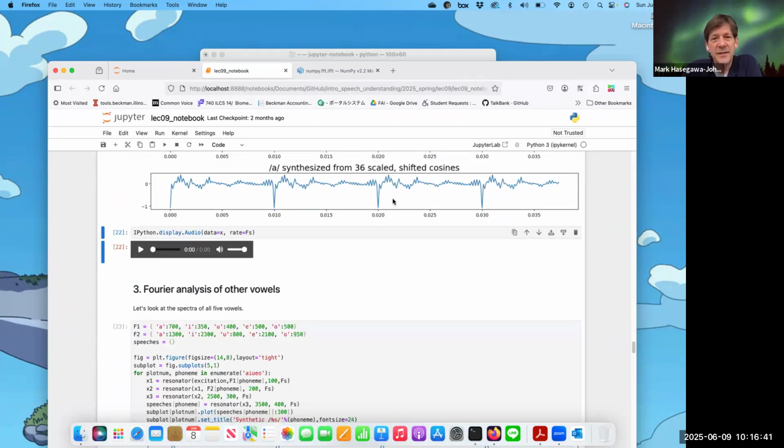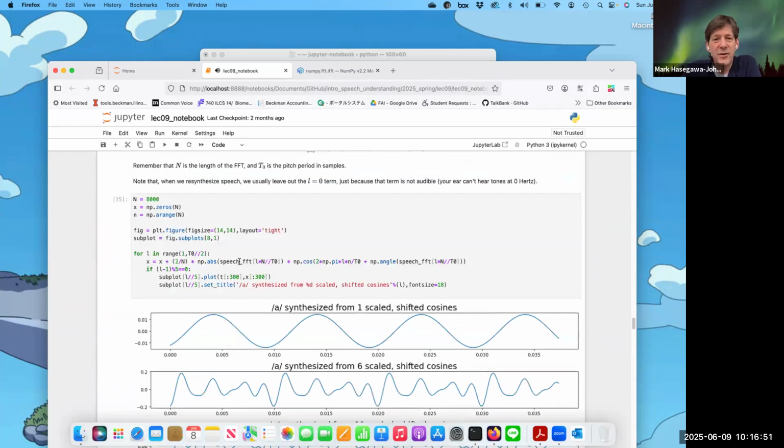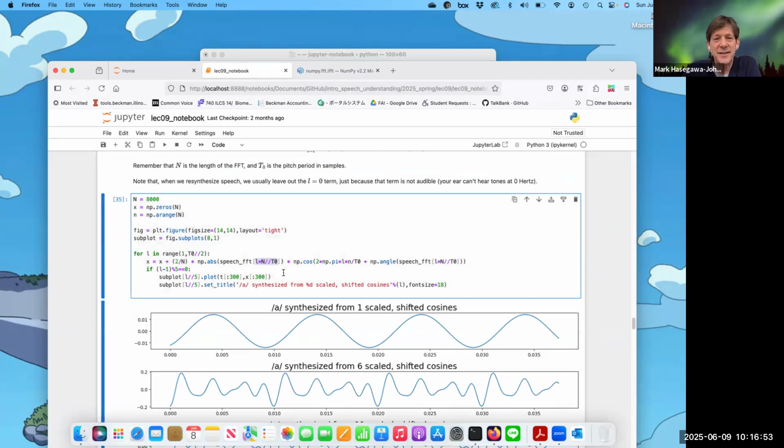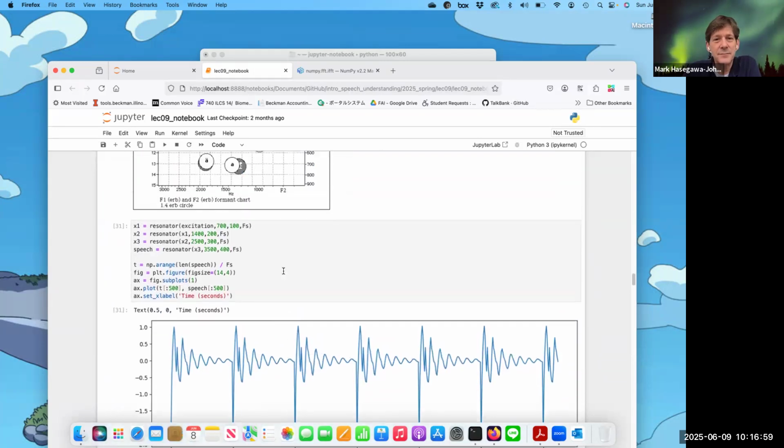It looks like it's giving me a very strange plot here. Let's see what it sounds like. Yeah, that doesn't sound right at all. I'm getting the wrong harmonics here, and I think it has to do with this calculation. I think that's the wrong sample number from the FFT. Hmm.